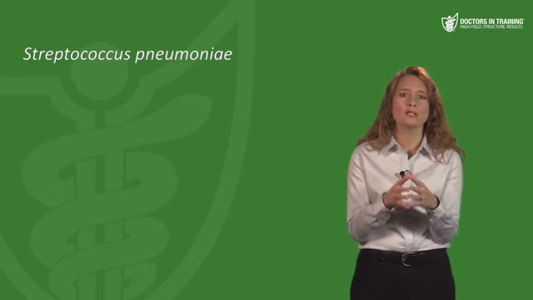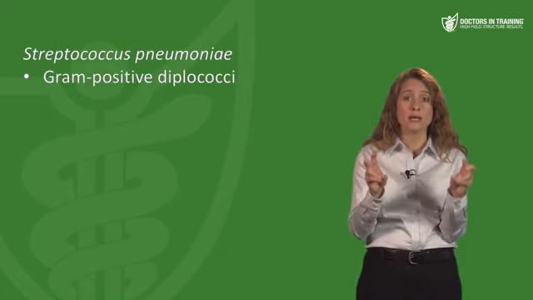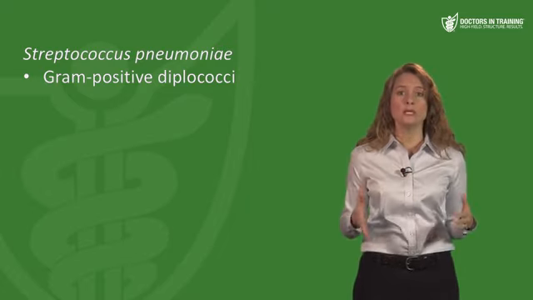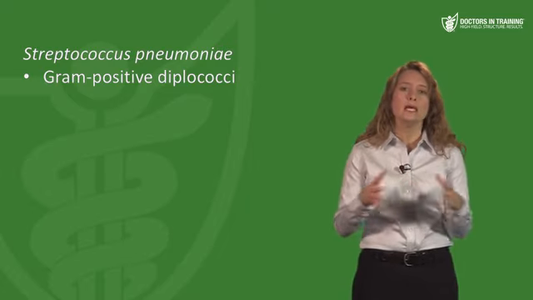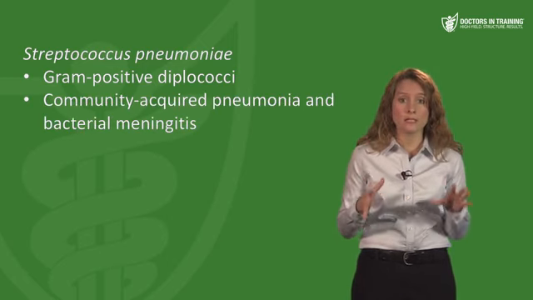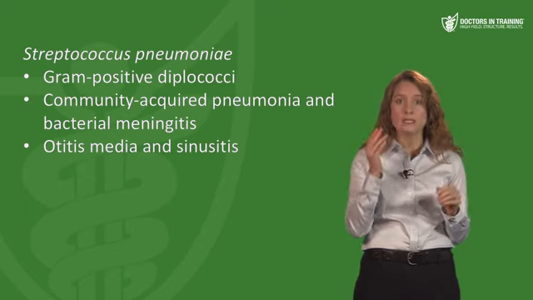Strep pneumo appears as gram-positive diplococci. If you see that description, gram-positive diplococci in sputum, blood cultures, or CSF, you need to think about strep pneumo. In adults, strep pneumo is the most common cause of community-acquired pneumonia and bacterial meningitis, and it's one of the most common causes of otitis media and sinusitis.